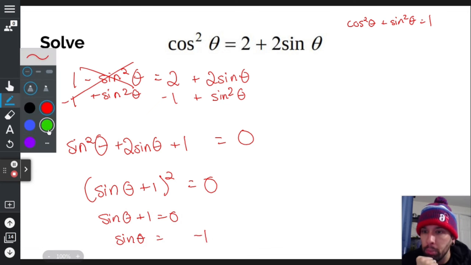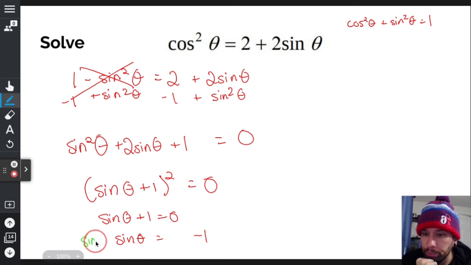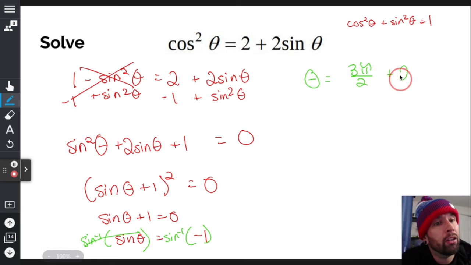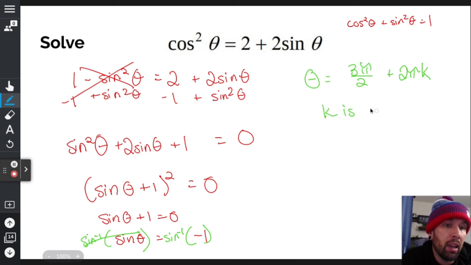Inverse sine, both sides. And that gets me theta equals 3 pi over 2. Now, no interval. So sine of theta is only going to be negative 1 once in the entire unit circle. So all we have to do is add 2 pi k to this, and then we've covered ourselves. So k is an integer.